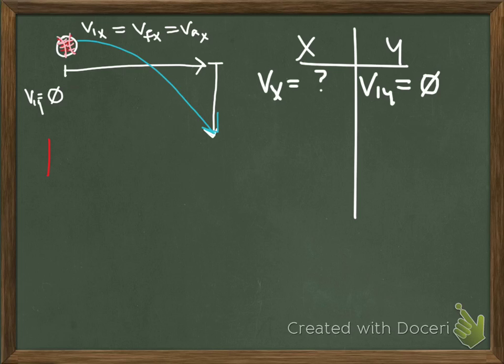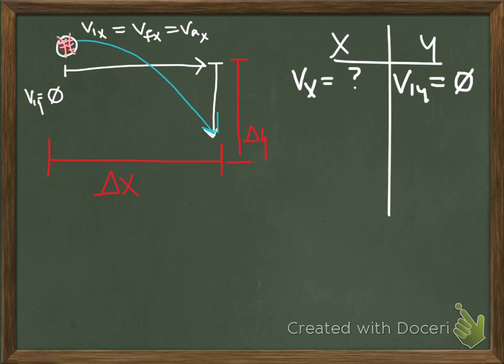Okay, we're also given this piece of information. We're given the distance on the x-axis. We're given the distance on the y-axis. Can we use those? Absolutely. So we have a delta x of what? Let's see. Delta x is 18.3 meters.